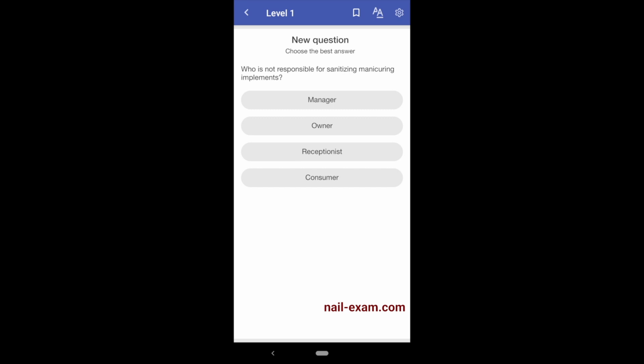Who is not responsible for sanitizing manicuring implements? Answers: A. Manager. B. Owner. C. Receptionist. D. Consumer. The answer is D.